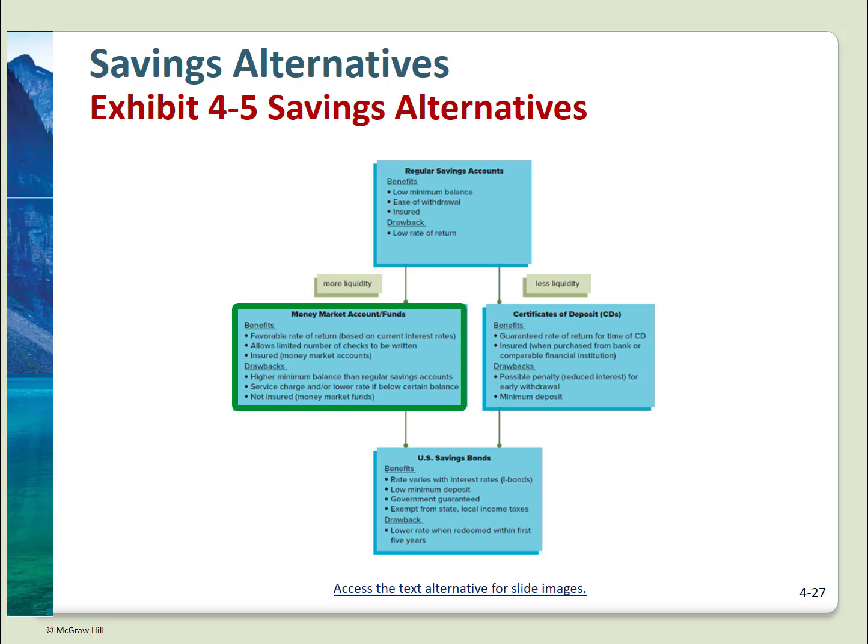Money market accounts and funds: favorable rates, and they're insured, and frequently allow a minimum number of checks to be written, but they require a higher minimum balance, and they charge a fee if the balance drops too low. Money market funds are not insured. Finally, U.S. savings bonds, I-bonds. The rate varies with inflation. It requires a low minimum deposit, they're government guaranteed, and they're exempt from state and local tax. But the rate of return is lower if it's redeemed within the first 5 years.